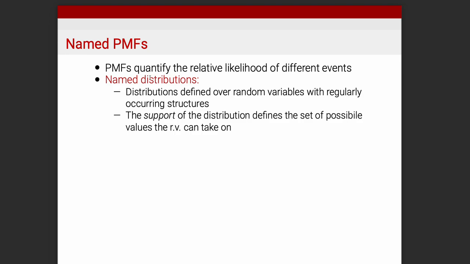So the support of the distribution is going to be important. Every distribution has a support. A support defines the set of possible values that the random variable can take on. So for the Bernoulli distribution, the support is 0, 1. In other words, this distribution is defined to have non-zero probability over 0 and over 1. So this gives you some sense for what we mean by a named distribution.